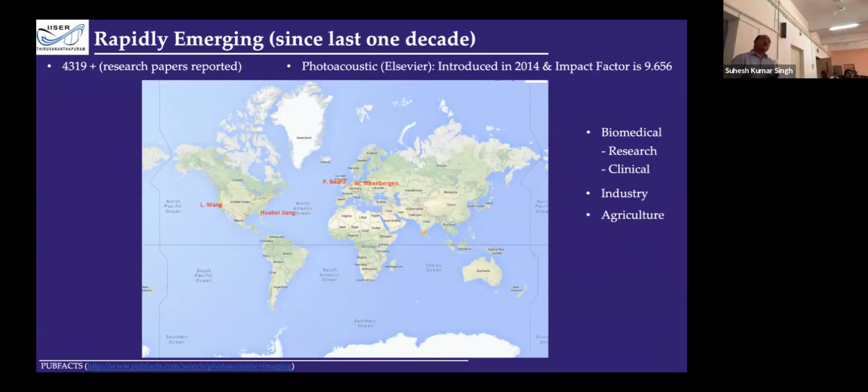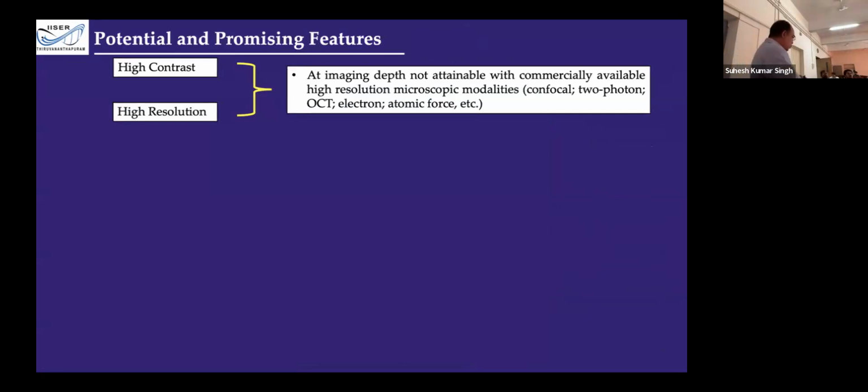The Photoacoustics journal was introduced in 2014, and its impact factor is now 9.65. This is a measure of the impact of photoacoustic imaging. These wide studies and rapid growth are because of the potential and promising technical features provided by this imaging modality. Firstly, it gives high contrast and resolution at a penetration depth that cannot be achieved by any commercially available imaging modality or technology, including confocal, two-photon, OCT, electron microscopy, AFM, whatever.